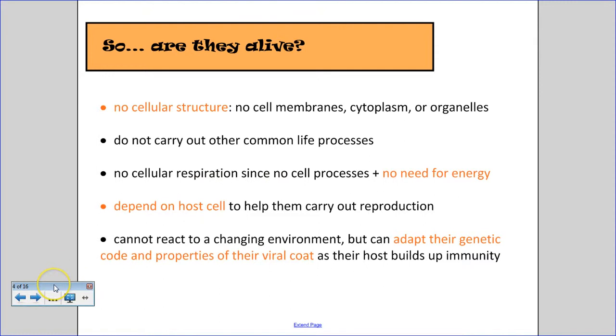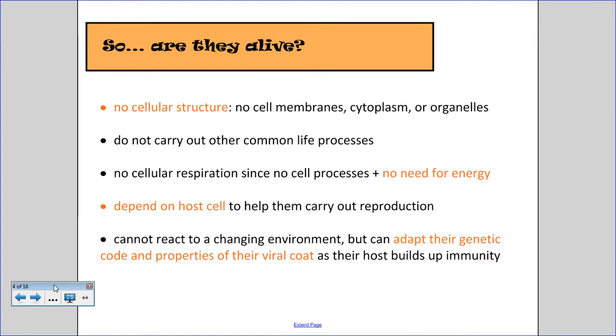So, are viruses alive? The answer is no. They have no cellular structure. There's no cell membrane, cytoplasm, or organelles. They do not carry out other common life processes. There's no cell respiration, since no cell processes, and there's no need for energy, so why would they bother undergoing something like that? And they don't have the machinery to do it.